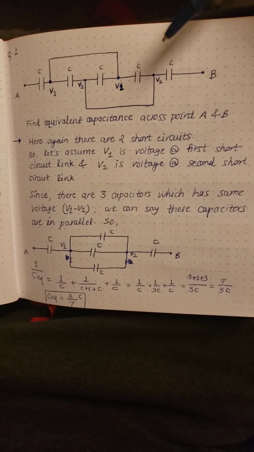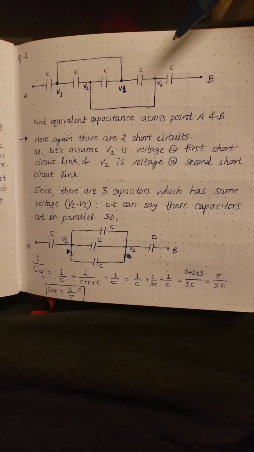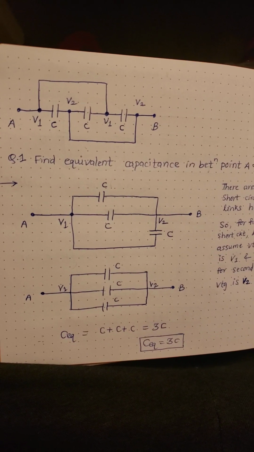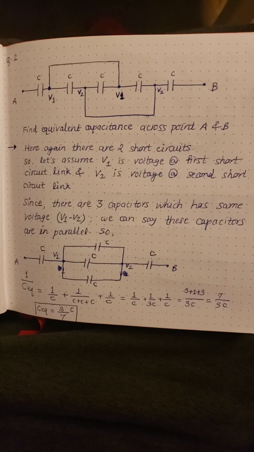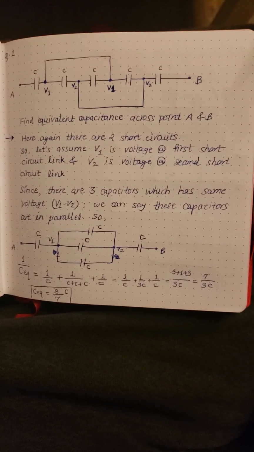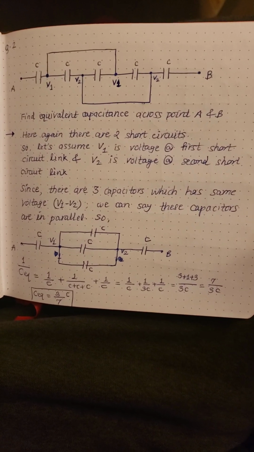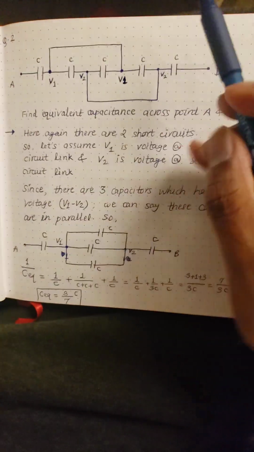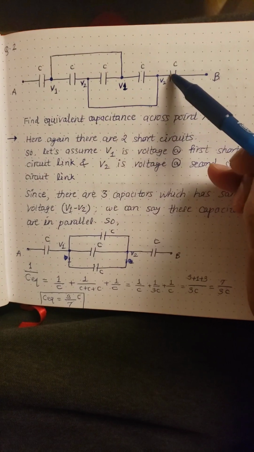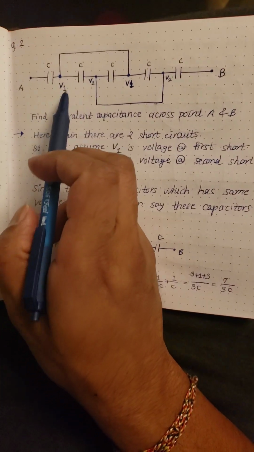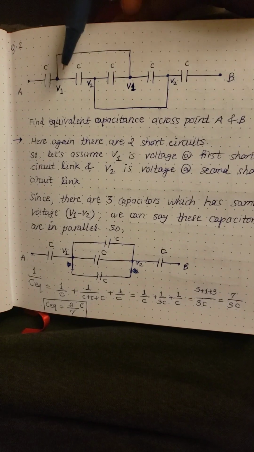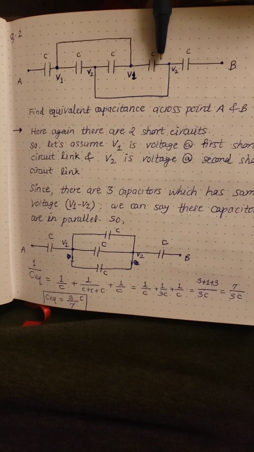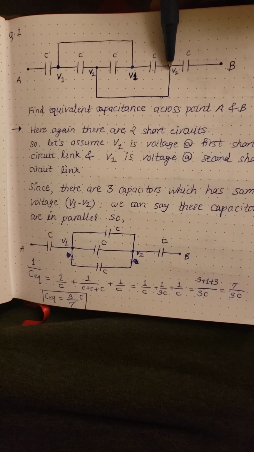Here the circuit is a little different from the previous one. The previous one had only 3 capacitances; here we have 5 capacitances. So let's do the same thing now. Again there are 2 short circuits. I have marked the potentials, which are again the same: potential V1 remains the same as V1, and potential V2 is the same as V2.